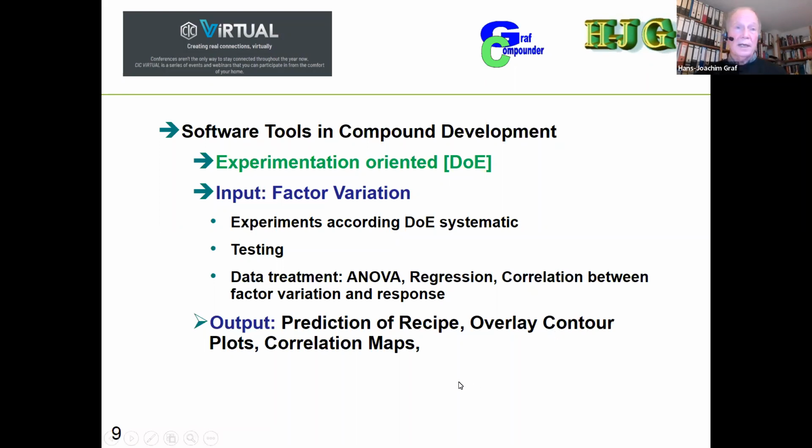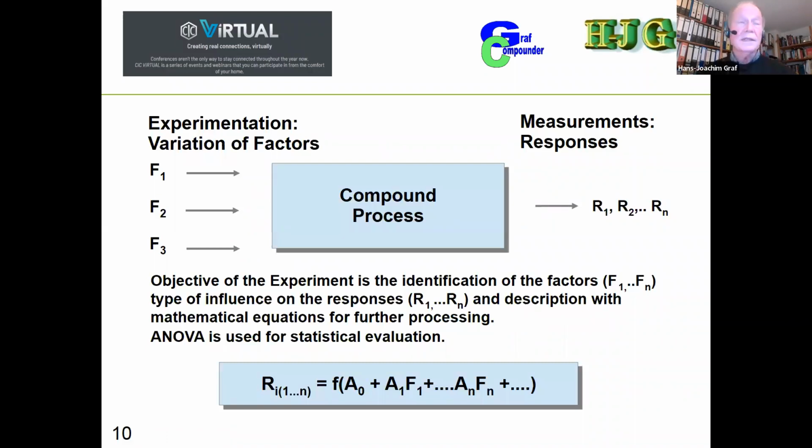when I have done my trials, I've analyzed them. Yes, there are tools in this software that I can use for prediction inside my experimental room. And I can do overlay plots. I can look at contour plots and correlation maps, and all the tools I have here for analysis. And the math behind that is what we call regression. Regression can be simple, that is first order regression: Y is AX plus B, or A0 plus A1 F1.